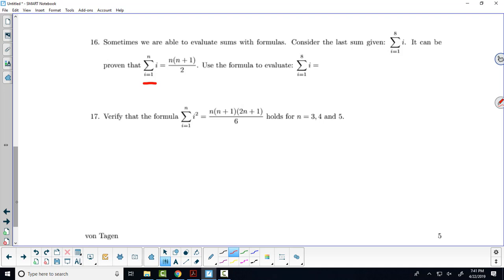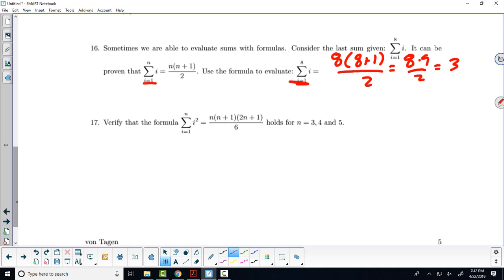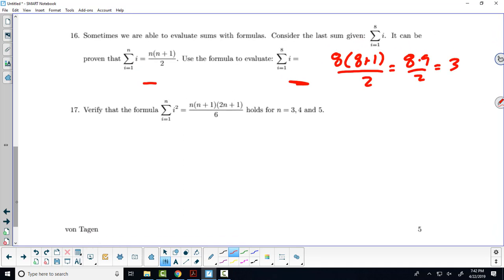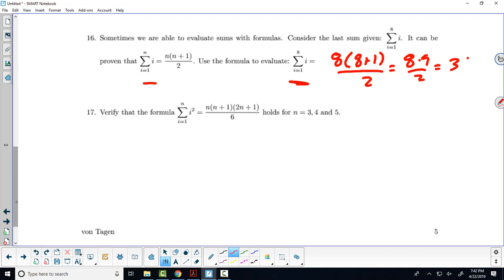Anyway, let's just see how this works. We added this up once before, and what did we get? 36. Let's use this summand formula. It says we could just take 8 times 8 plus 1 divided by 2. Well, that's 8 times 9 over 2, which is equal to 36.